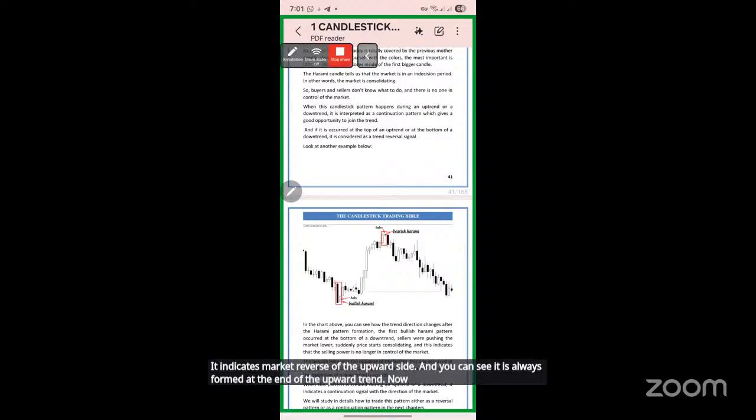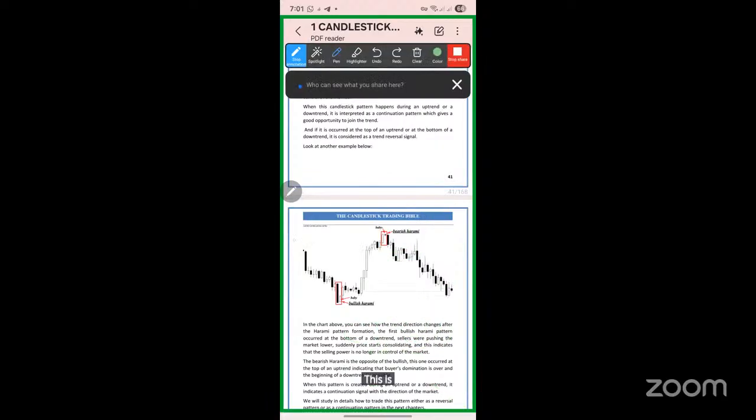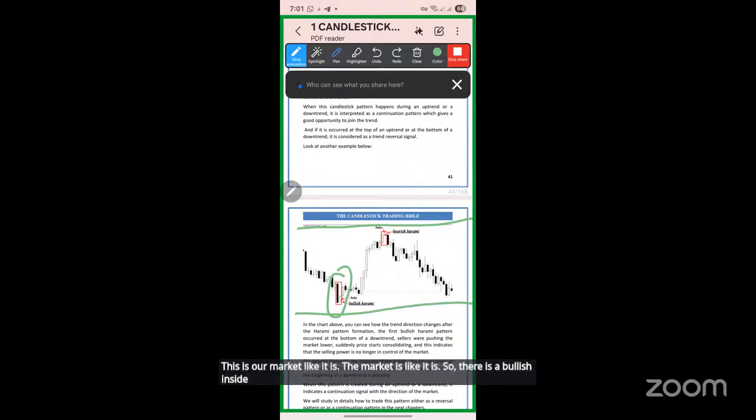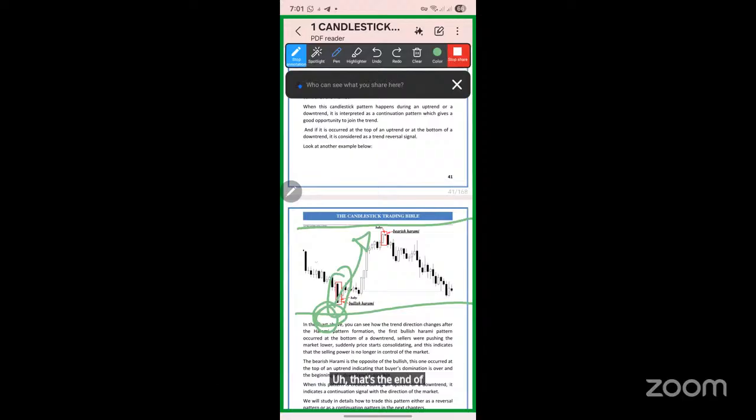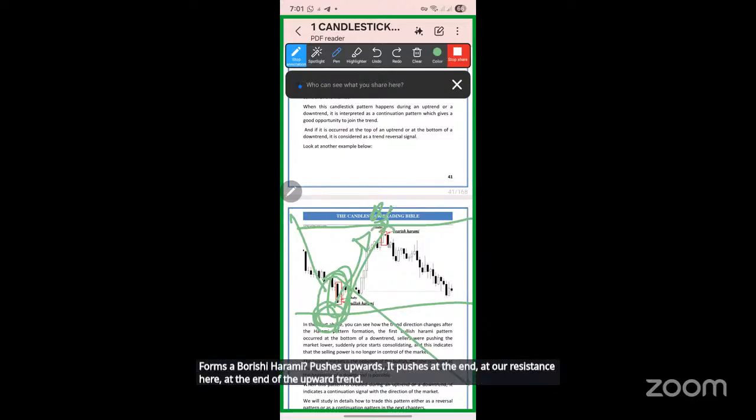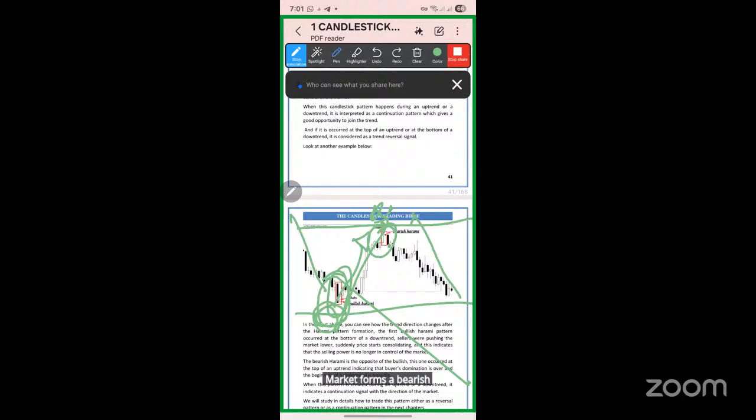Now, this is our market, like this. There is a bullish inside bar, or bullish harami. It forms here at the end of the downtrend and the market shoots upwards. The market has been trending downwards, forms a bullish harami, and pushes upwards. It pushes up to our resistance at the end of the upward trend, where the market forms a bearish harami and continues to the downward side. You understand? That's the opposite between the two.